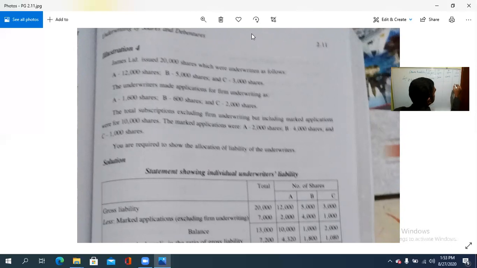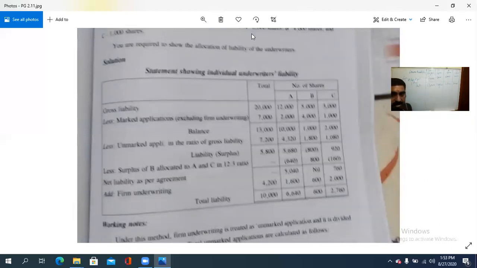So it is 3 minus 1, 2; 5 minus 1, 1; 5 minus 4, 1; and 12 minus 2, 10,000. So how much is it? 13,000. Correct, right? This is the balance. Now what has been said? And then unmarked application in the ratio of the liability. Unmarked application.